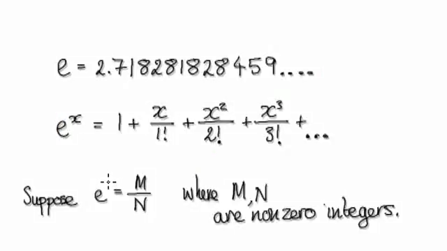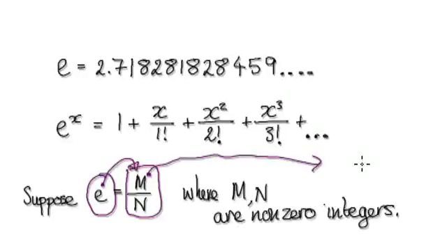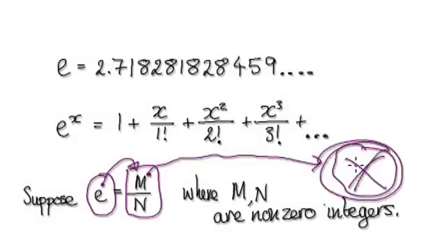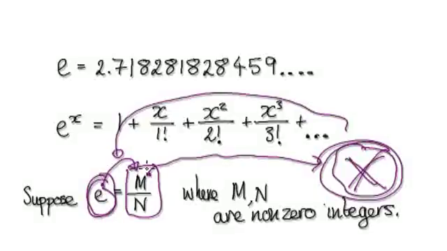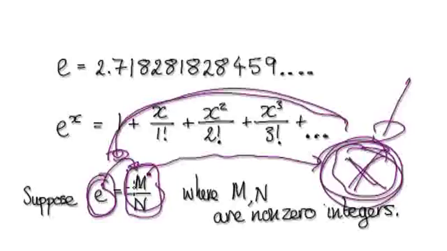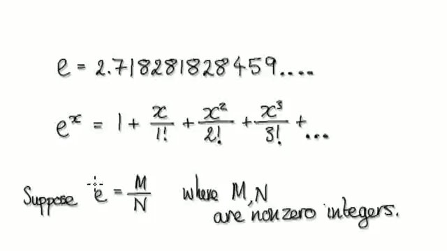Remember, the idea behind proof by contradiction is that you start out by assuming that e can be expressed as a fraction. If you can truly represent e as a fraction, and that leads to the whole of mathematics breaking down, then you have to go back to here and say that you cannot express e as a fraction. So let's just assume that e can be expressed as a fraction.